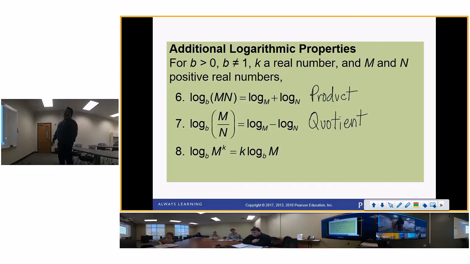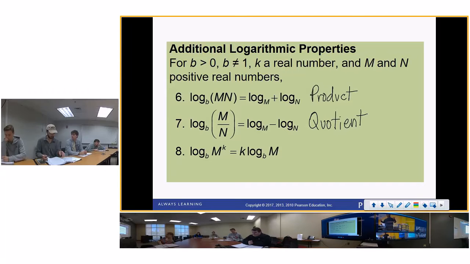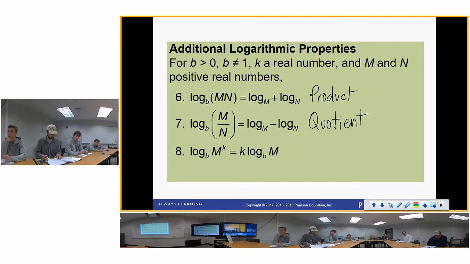Oconee, what's the number 8 called? You weren't here last week, so you might not know, but it starts with a P. Do you have any idea, Oconee? No, I'm sorry. I don't know. Okay. Who knows from Easley and Pendleton? Power rule. Thank you.